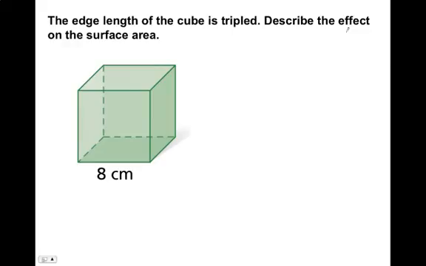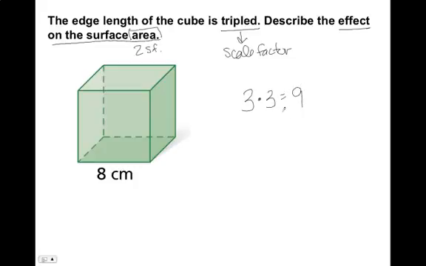Now remember when we talked about change in dimension, we had scale factors, and remember that scale factors you always multiply. So here, if the edge length of the cube is tripled, this is our scale factor. All it wants to know is to describe the effect on the surface area. Since we're dealing with area, we have to have 2 scale factors. So all we have to do here is scale factor times scale factor, which is 9. So if we were to triple the length of this cube, the surface area would be 9 times bigger. And that's all we have to do.